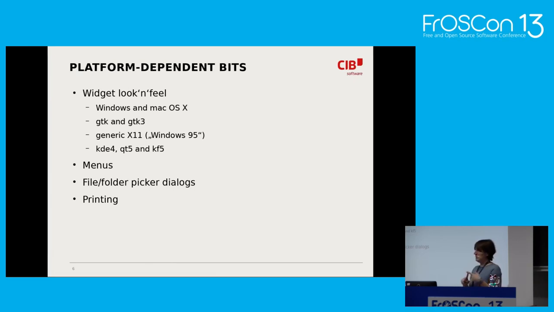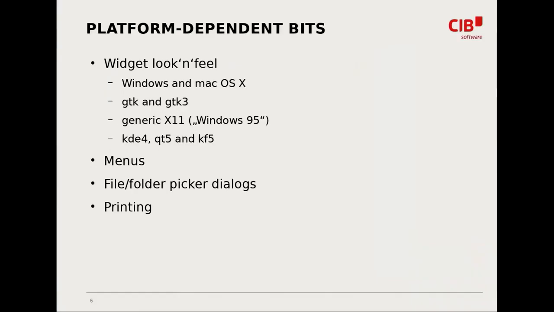Another platform-dependent bit can be the menus. LibreOffice can render menus by itself, but under some circumstances, it can delegate this task to the underlying desktop environment. Then, of course, there are the file or folder picker dialogs. In Windows, you probably want to see the standard file choice dialog you're used to, and the same on the other platforms as well. And of course, printing. Every platform has its own way to print things.